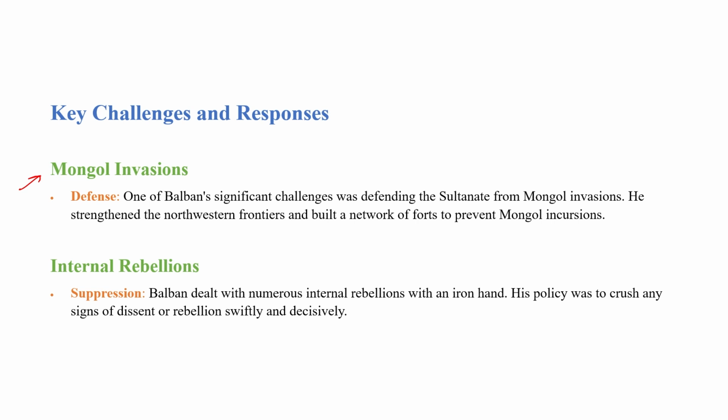The first Mongol attack was during the time of Iltutmish, but during the time of Balban, Mongols also attacked India. So one of Balban's significant challenges was defending the Sultanate from the Mongol invasion, as the Mongol tribe was very cruel and powerful. He strengthened the northwest frontier and built a network of forts to prevent Mongol incursion.